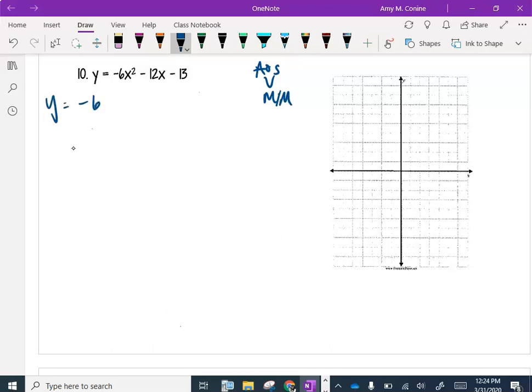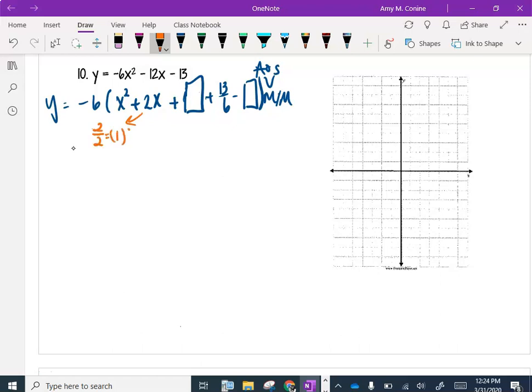We're going to take out the negative 6. So x squared plus 2x. We're going to put a plus box in here. I should have a minus or a plus 13 over 6. And then I'm going to have a minus box and then parentheses. I'll take my b. So b divided by 2 gives me 1. 1 squared. That's what's going to go in here. So there's 1. There's 1.